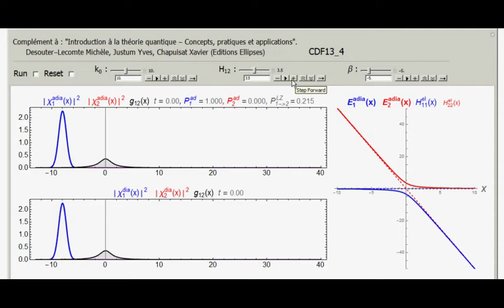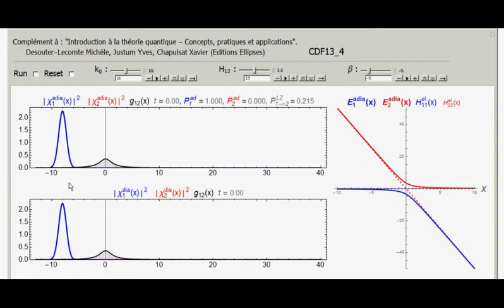The dynamics of the nuclei in each electronic state is described by a wave packet. The square modulus gives the probability to observe a given value of the x-coordinate. In other words, it gives the probability to have a given geometry for the molecule. The norm of the wave packet gives the probability to be in a given electronic state, adiabatic in the upper panel and diabatic in the lower panel.